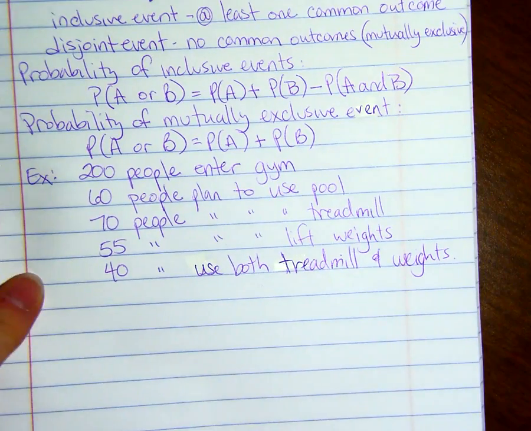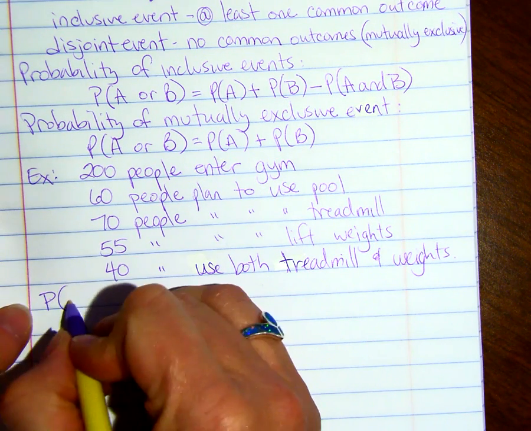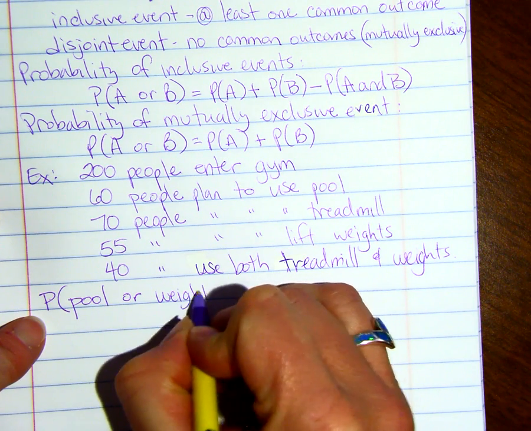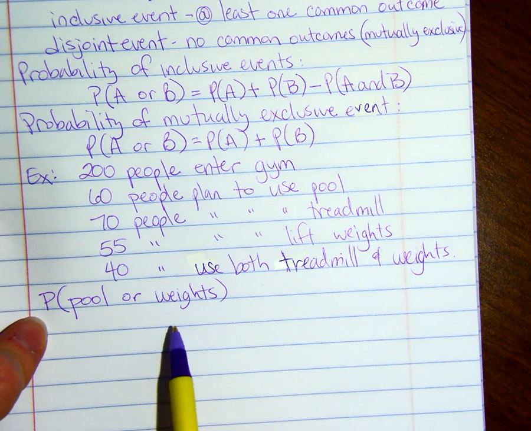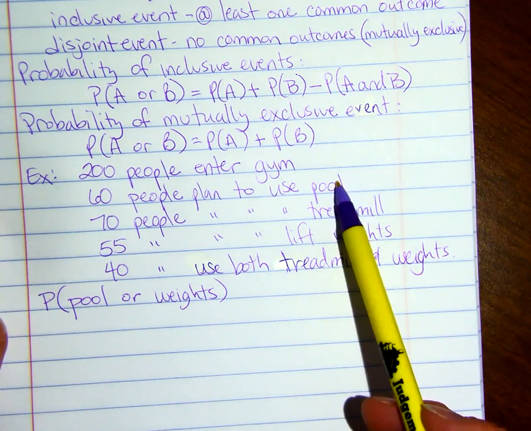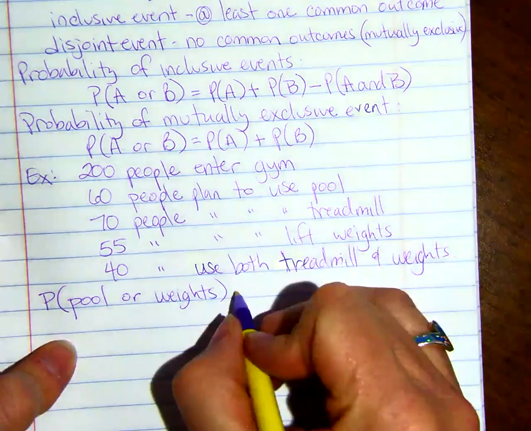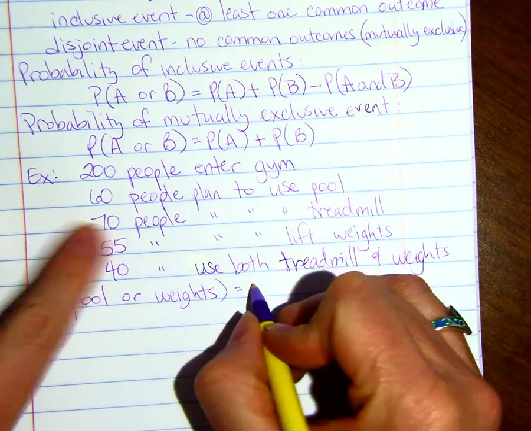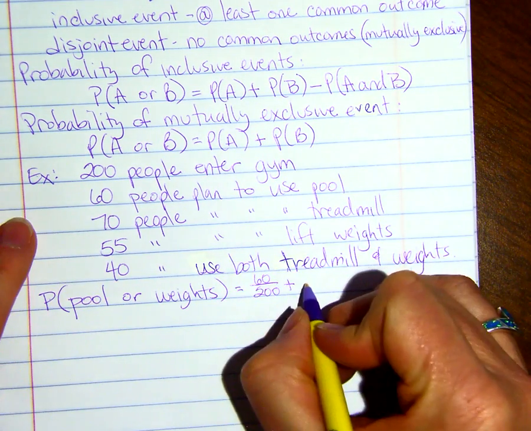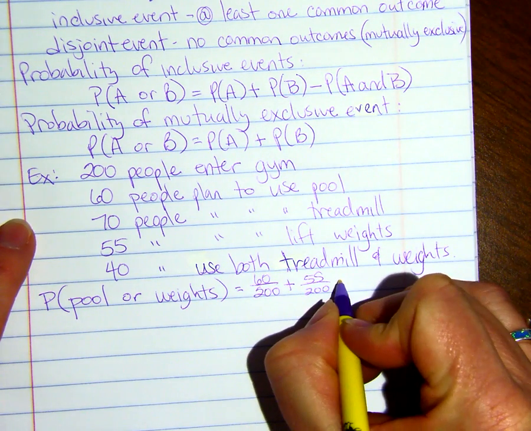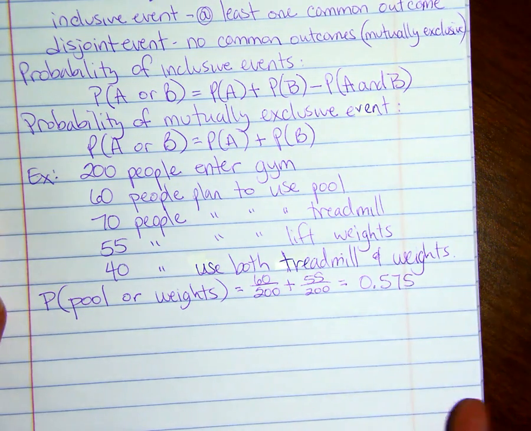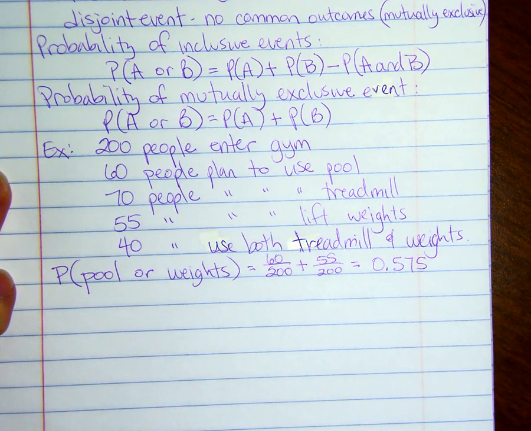So we're going to find the probability of using the pool or lifting weights. These two are mutually exclusive because there are no people using the pool and the weights at the same time. So we just do the probability of using the pool, which is 60 out of 200, plus the probability of lifting weights, which is 55 out of 200. And as a decimal, that is 575 thousandths.